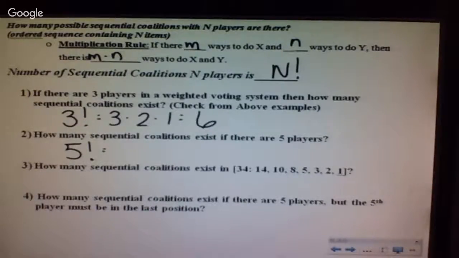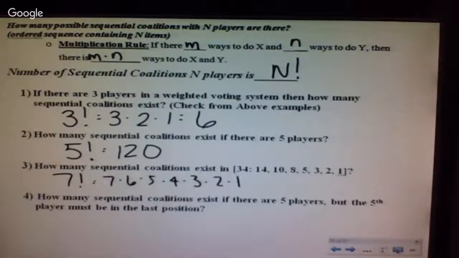You should have done this on the other page. What was 5 factorial? 120. 5 times 4 times 3 times 2 times 1. How many sequential coalitions exist in number 3? What am I factorializing? So it'd be 7 times 6 times 7 factorial. So 7, 6, 5, 4, 3, 2, and 1, which is 5,040.